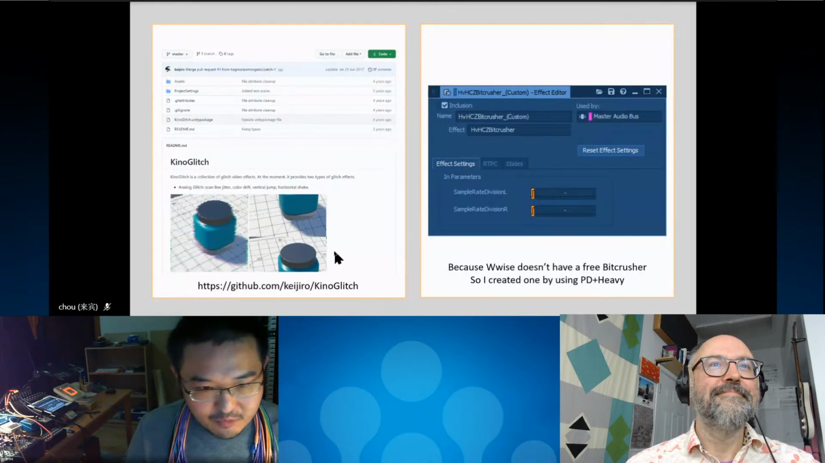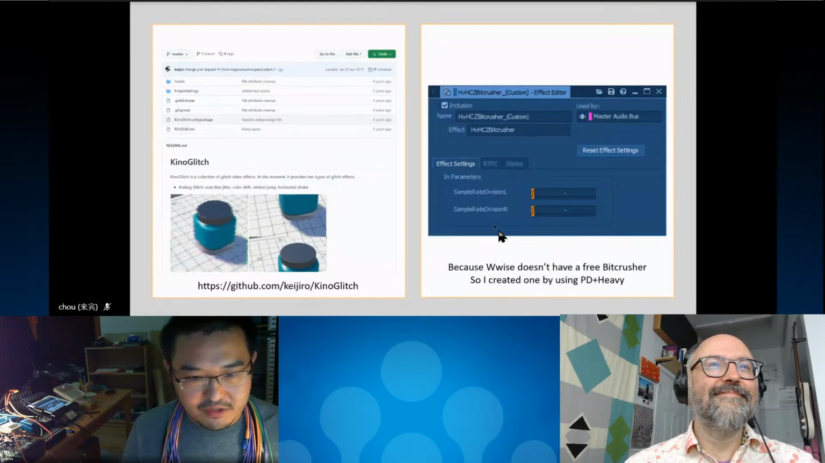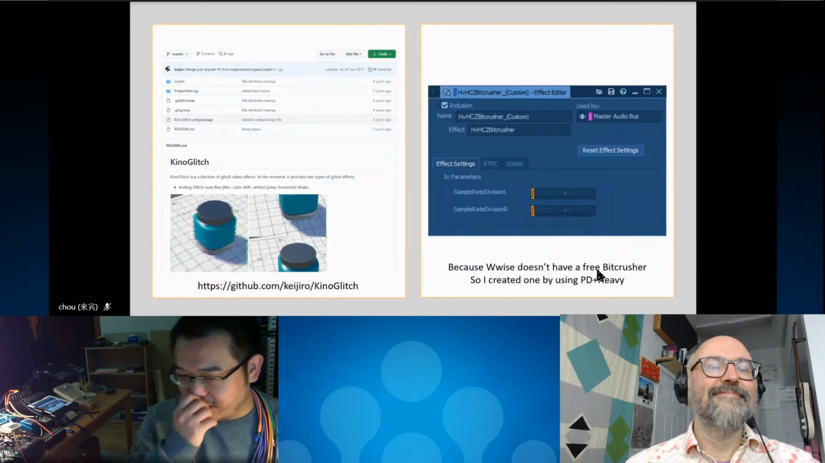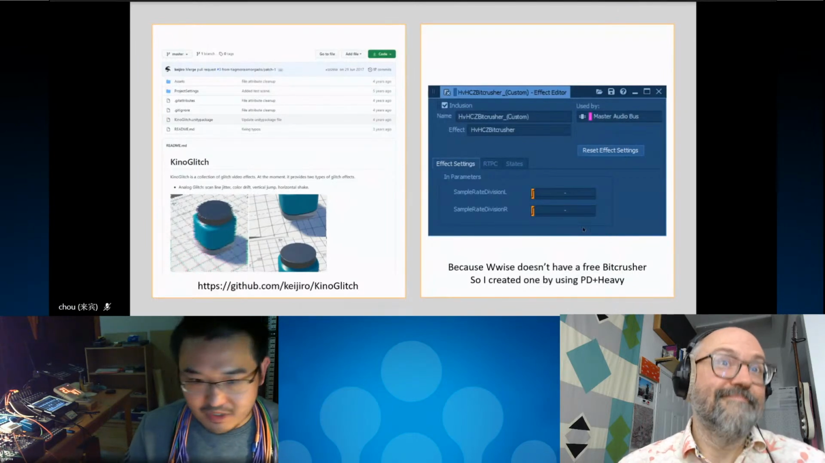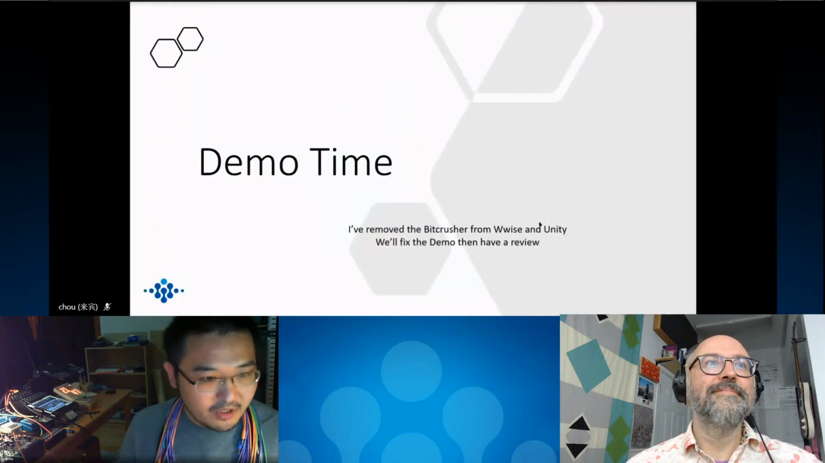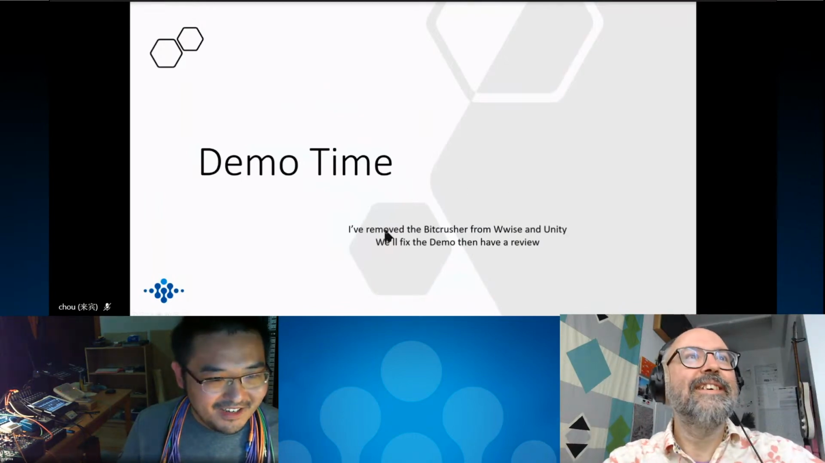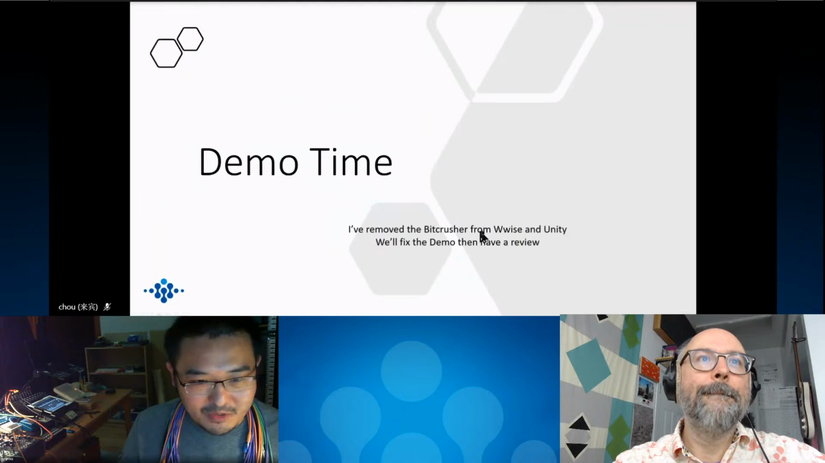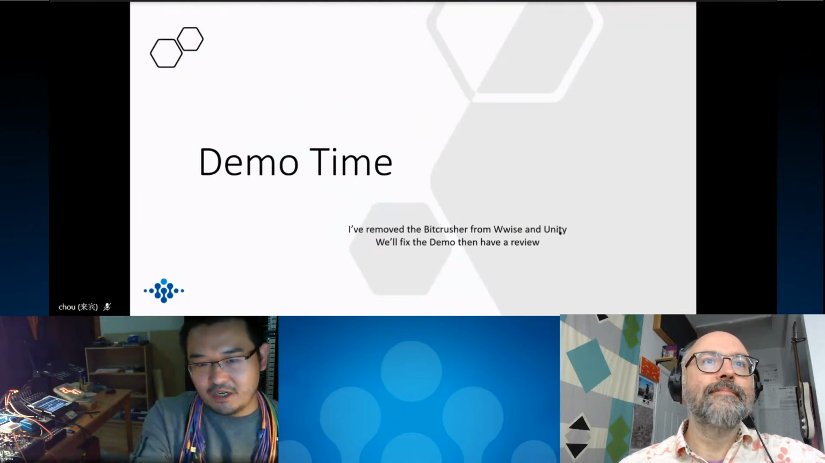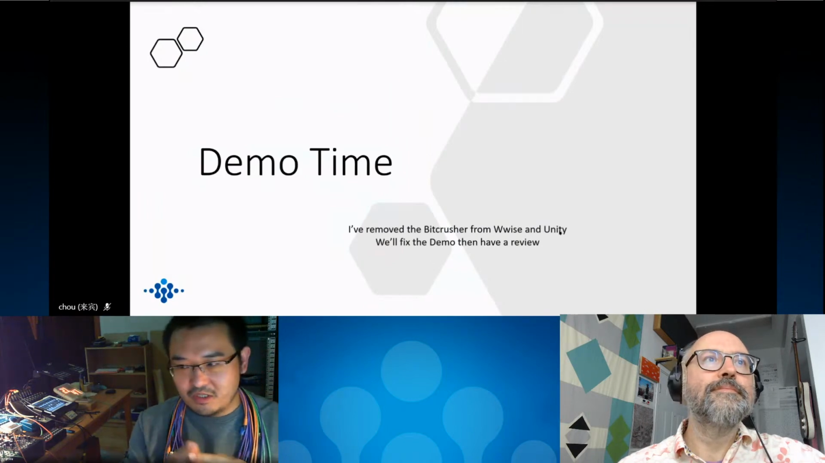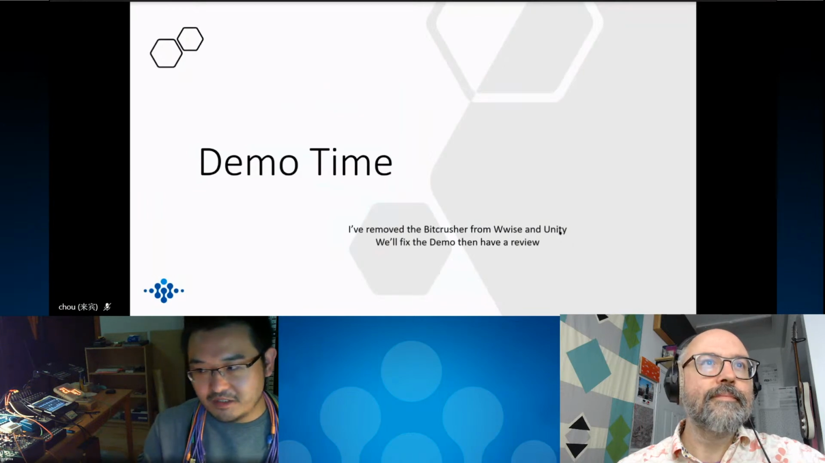So I use this shader on my camera, but for the sound, I have to create a BitCrusher by using PD and Heavy. And I want to write it in C++ because I don't know how to write in C++. Yes. So now it's demo time, and I will show you my demo. Because I have removed the BitCrusher from Wwise and Unity, the authoring part of the plugin is not there, and also the sound engine part is not in the Unity project. So we will fix it.